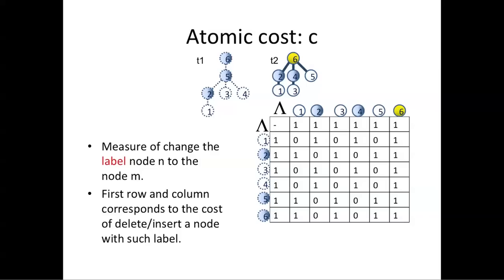And now this is the table of atomic cost, which is basically checking the label, and if the labels are the same, then the cost is 0, but if the labels are different, then the cost is 1.